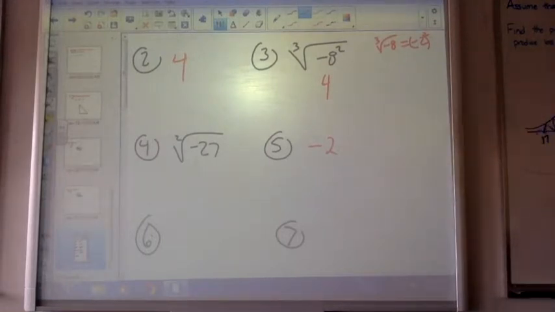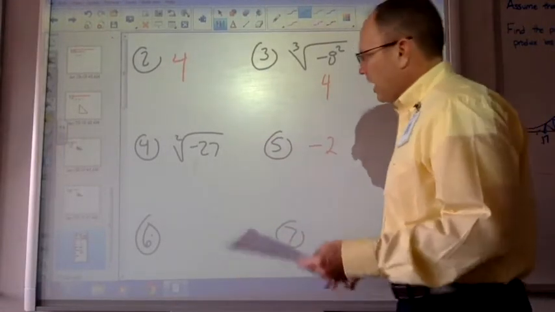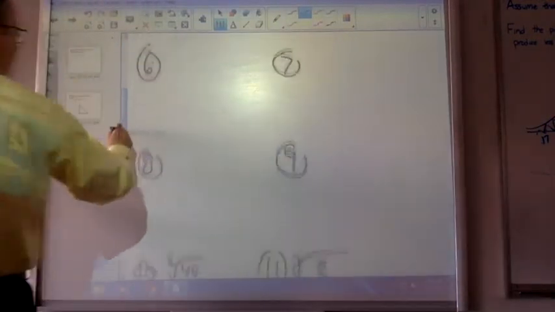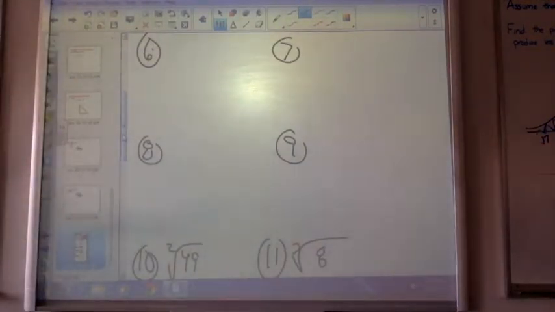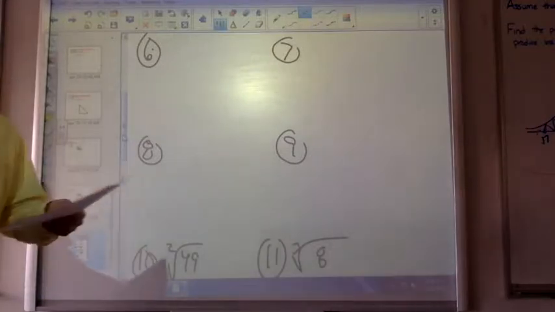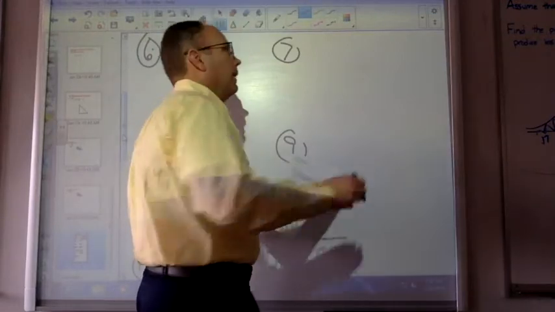Is there a third root of 16? So 1 times 1 times 1 is 1. 2 times 2 times 2 is 8. 3 times 3 times 3 is 27. Is there a perfect cube for 16? No. Okay. Number 7. What is the third root of 27? What times what times what gives me 27? 3.